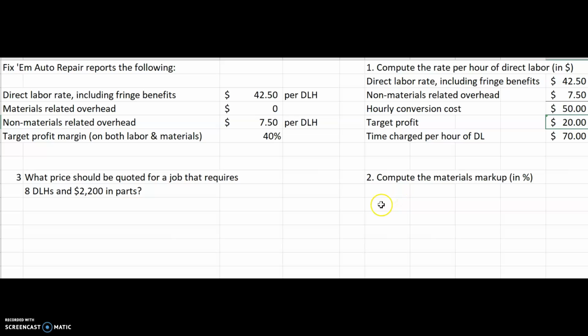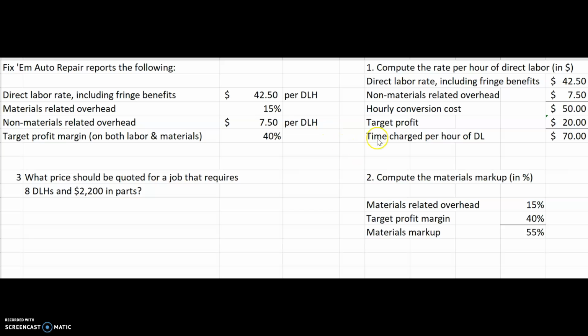For our materials markup percentage, we're going to take our materials related overhead. So I had to fix up my example. Our materials related overhead is 15%. And then we're going to add that to our target profit percentage of 40%. So our materials markup percentage will then be 55%.